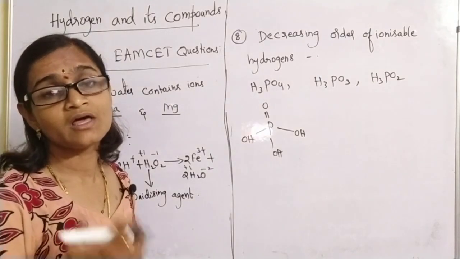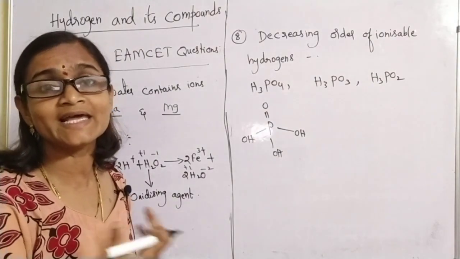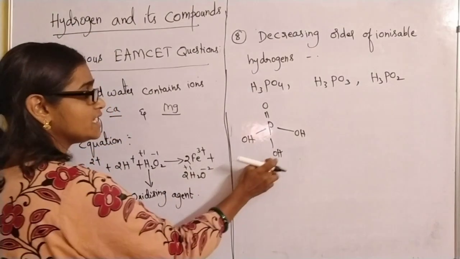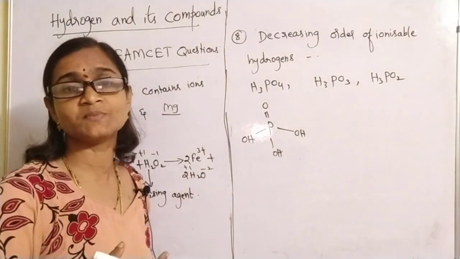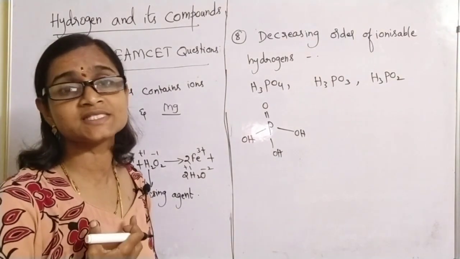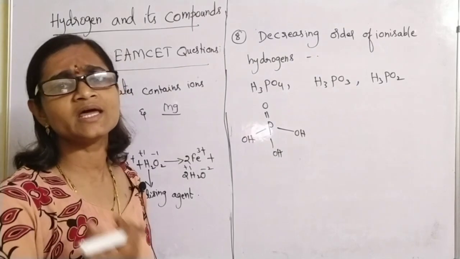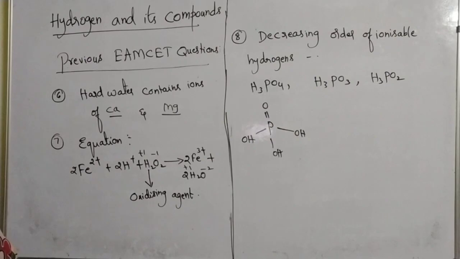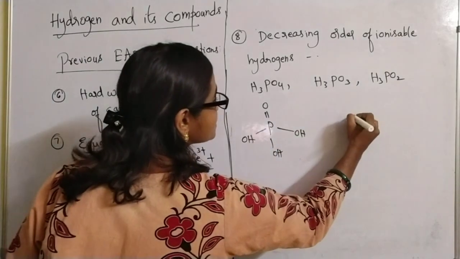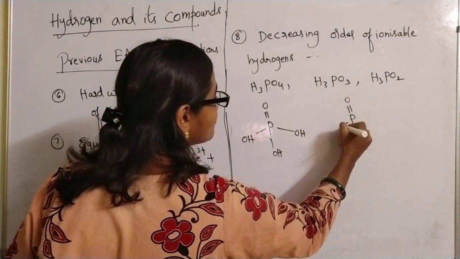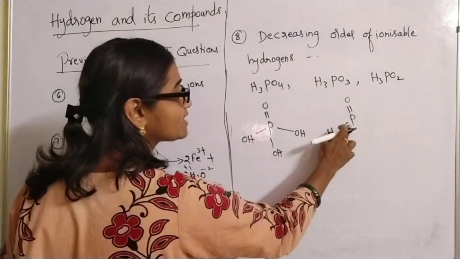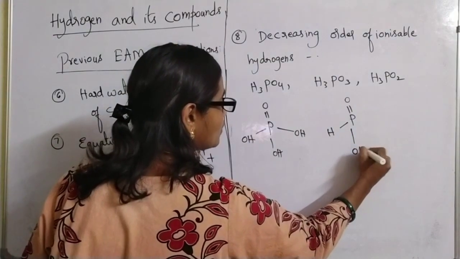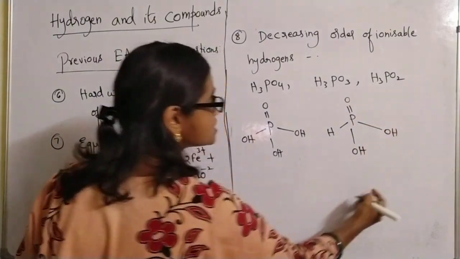If you go for the structure, the hydrogen atoms directly connected to the central atom cannot be ionizable. In H3PO4 all 3 hydrogens are connected to oxygens, not to phosphorus, so all 3 can be ionizable. If you go for H3PO3, what will be the structure? Look at this H3PO3 structure: P double bond O. Here one H is directly connected to the central atom phosphorus, and the remaining 2 hydrogens are connected with the oxygens.